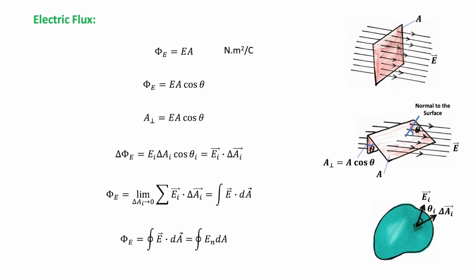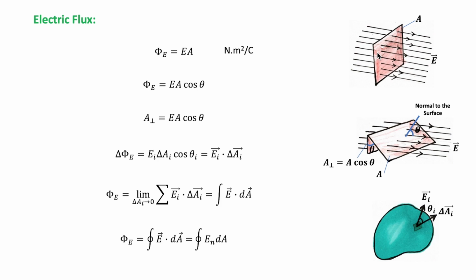We will now discuss electric flux. Electric flux is a quantity proportional to the number of lines penetrating a certain surface. Consider a uniform field that is constant in both magnitude and direction passing through this surface. The electric flux in this case, phi E, is given by EA, and its SI units are newton meter squared per coulomb. A here is the area of the surface.